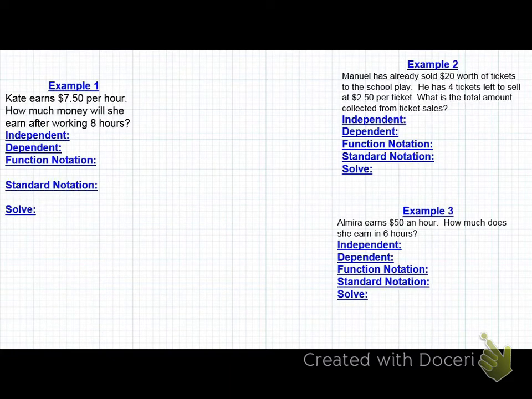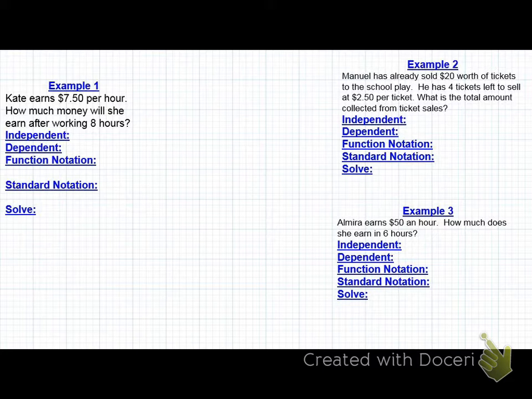Okay, I'll show you how to do numbers 1 and 2. Here we're going to start over on the top left. Kate earns $7.50 per hour. How much money will she earn after working 8 hours? So we want to think about, what is Kate doing? Well, she's working, and she's making money per hour, and we're trying to figure out how much she makes at the very end.